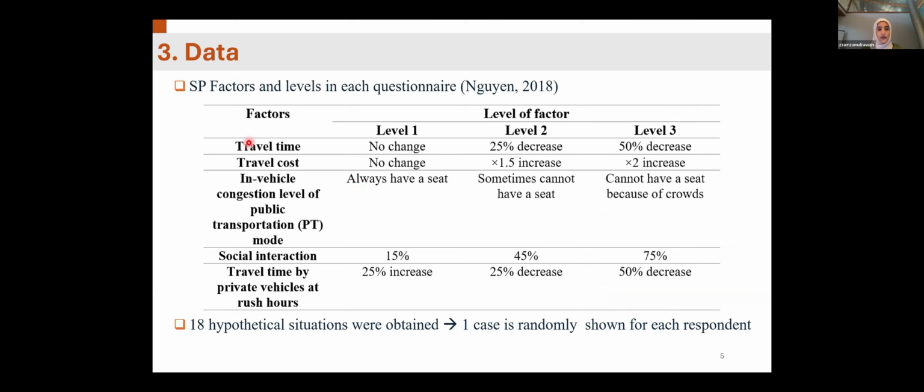So this table shows 5 3-level factors that are used for the stated preference questionnaire. The factors are travel time, travel cost, in-vehicle congestion level, and social interaction, as well as travel time by private vehicles. And for each factor, there were 3 levels. So using Taguchi orthogonal arrays, we have concluded 18 hypothetical situations. And for each respondent, there is one case that's randomly shown, so they can estimate or answer their behavior toward that hypothetical situation.